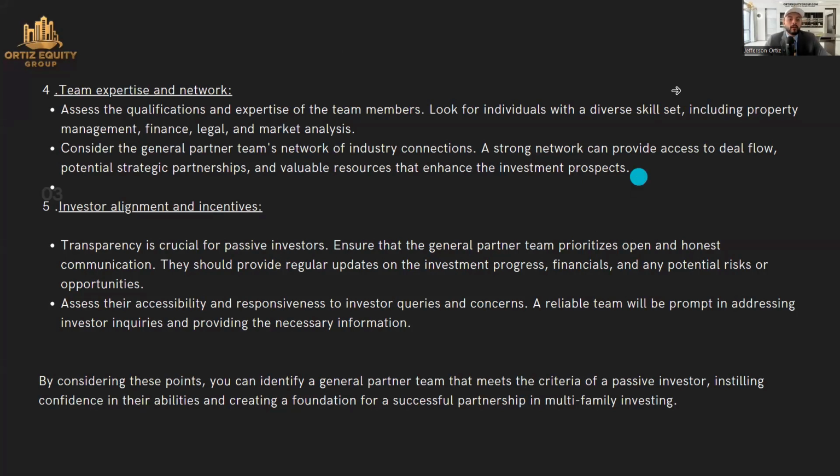So we talked a little bit about this. We're back to point 4 here. Consider the general partners team's network of industry connections. A strong network can provide access to deal flow, potential strategic partnerships, and valuable resources to enhance the investment prospects. So crucial for multifamily. Maybe in the single family space, you may be able to get away without having an experienced team, but in multifamily, it is crucial.